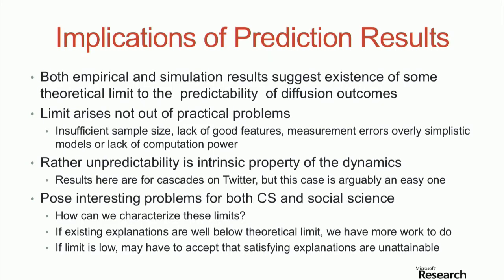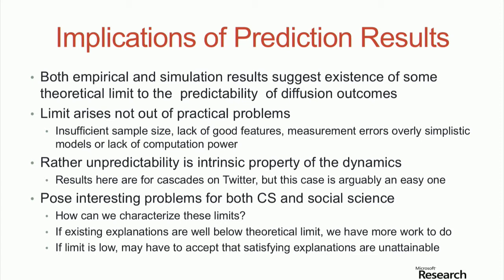You could argue that studying cascades on Twitter is almost a best case scenario, that as far as complex social systems go, retweets on Twitter are pretty simple, right? Compared to almost anything else that you might be interested in, this is a very, very simple system about which we have a tremendous amount of data, both in terms of number of observations and also features on each of the observations. So if there were a context where you thought you could do pretty well at prediction, this would be it, okay?